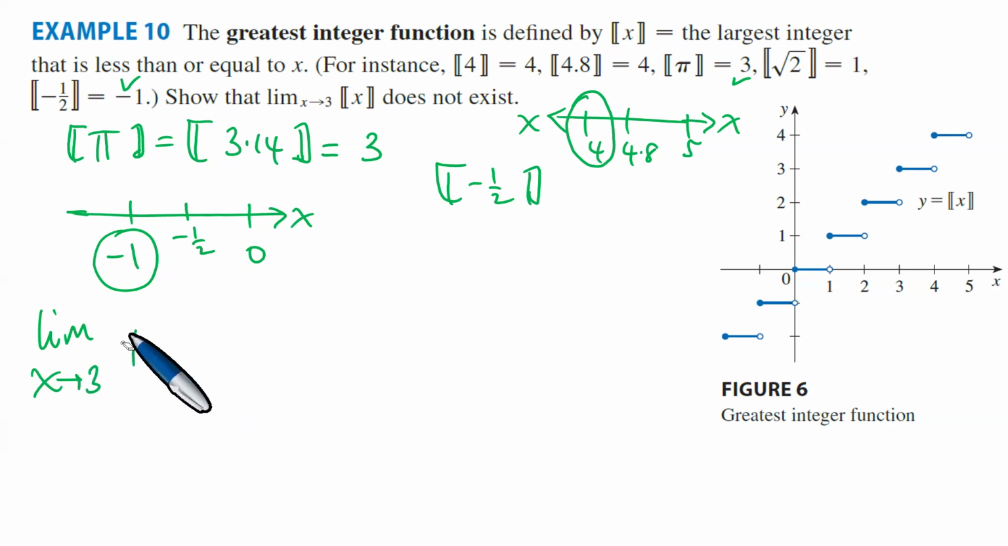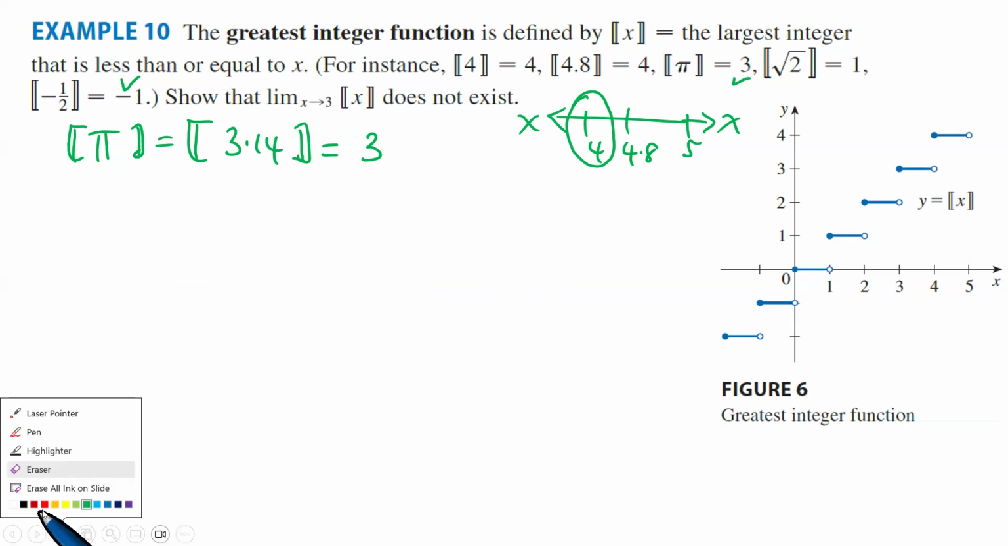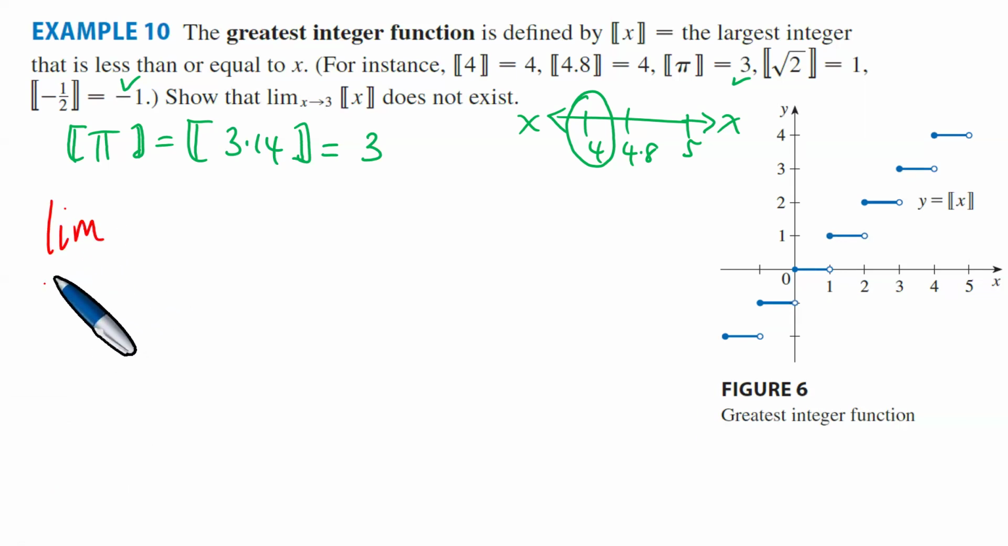Okay, let's look at this one here. With this in mind, can you evaluate this one? Let me do it in red. I want us to try this one. If you have, for example, the limit as x approaches 3 of this, what is this limit here?